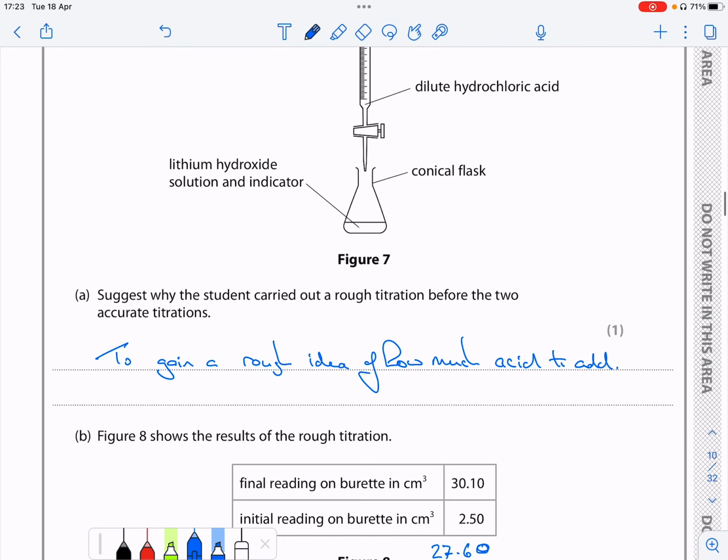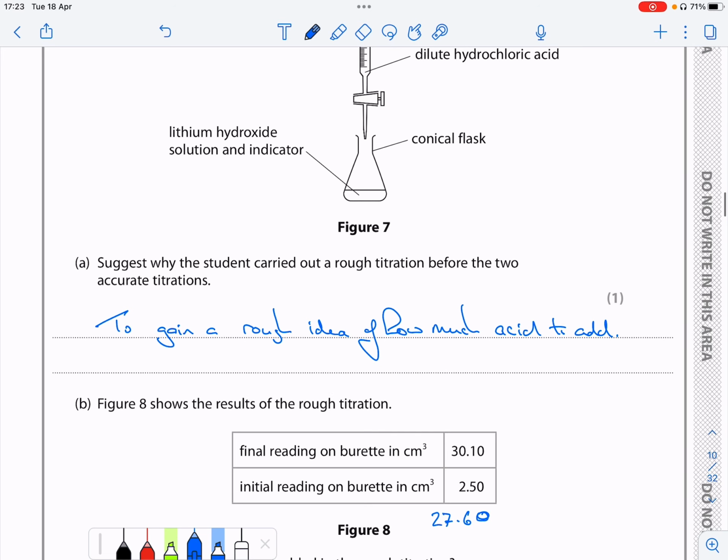Okay, so this is all about titrations and neutralization reactions. So this one, why do we carry out the rough one? The reason we do that is in order to gain a rough idea of how much acid to add. So the second time we do it, we add just that amount of acid.